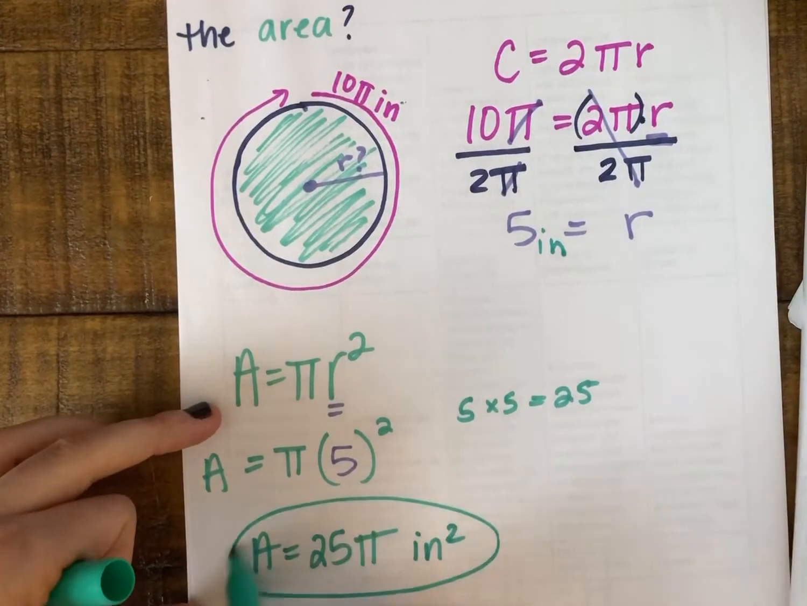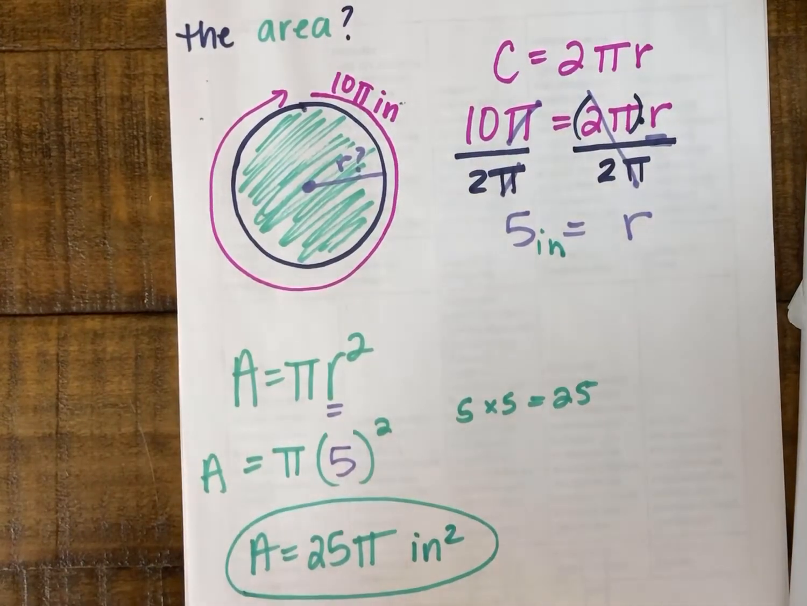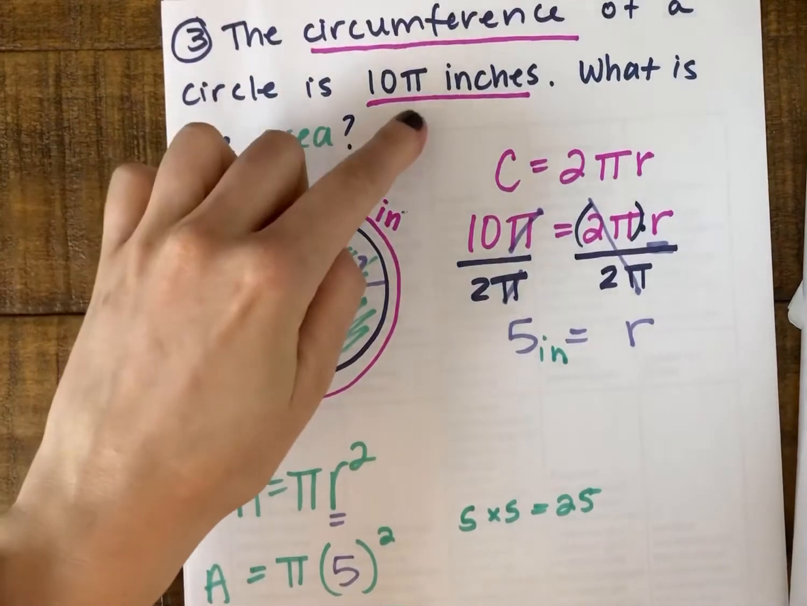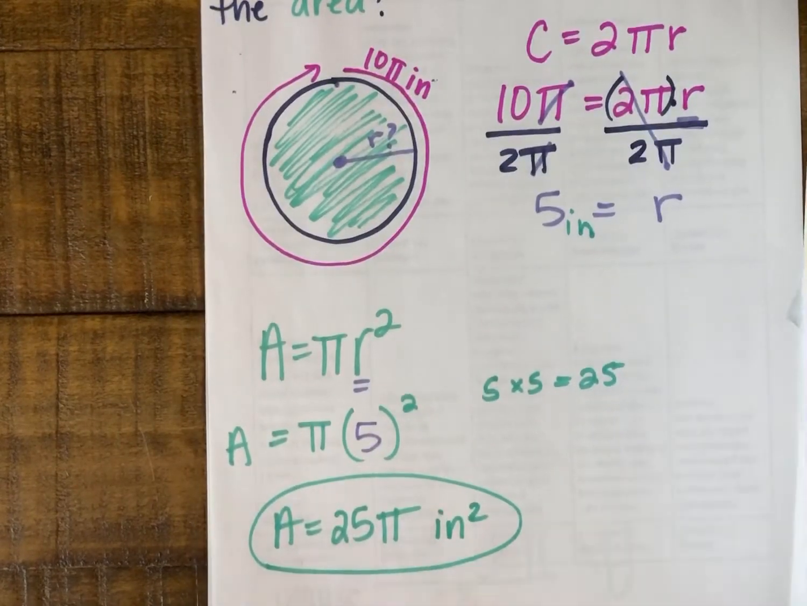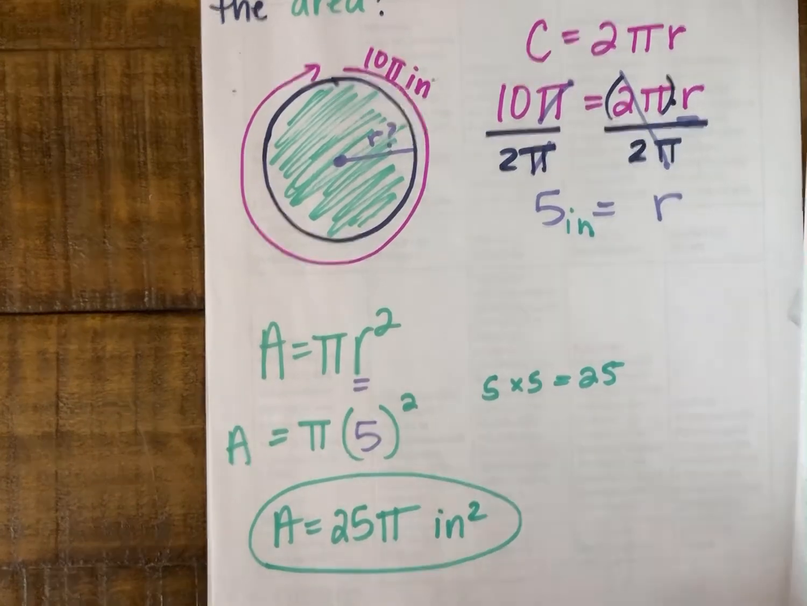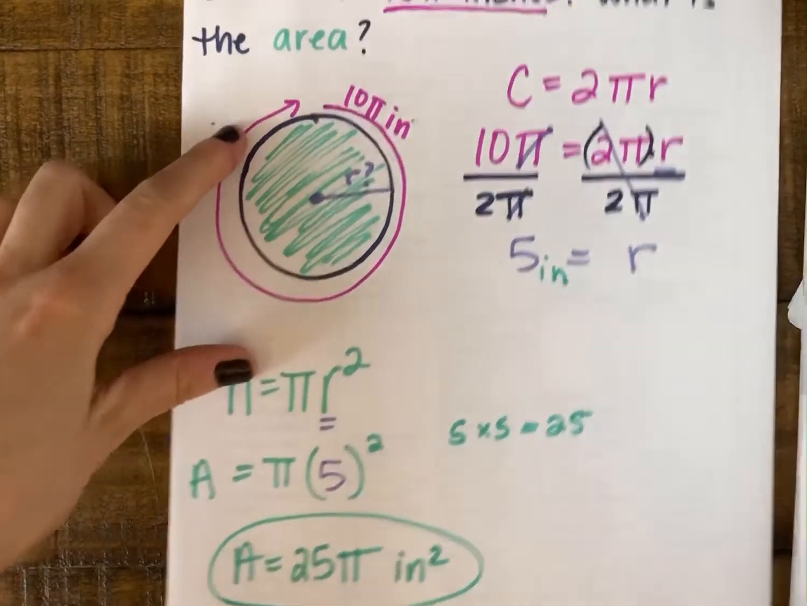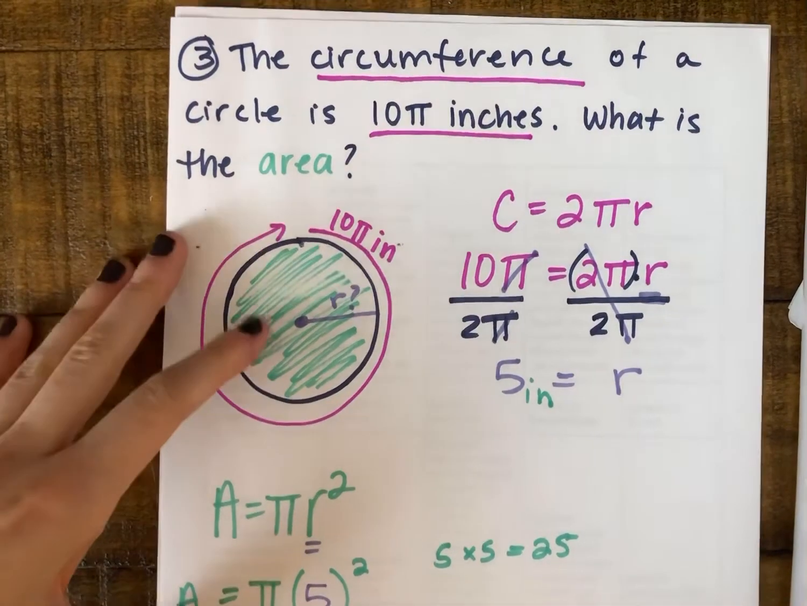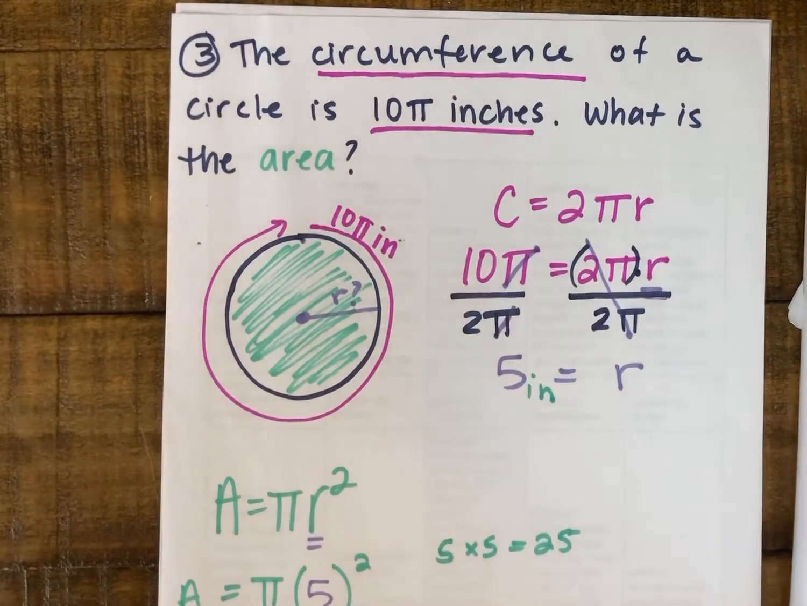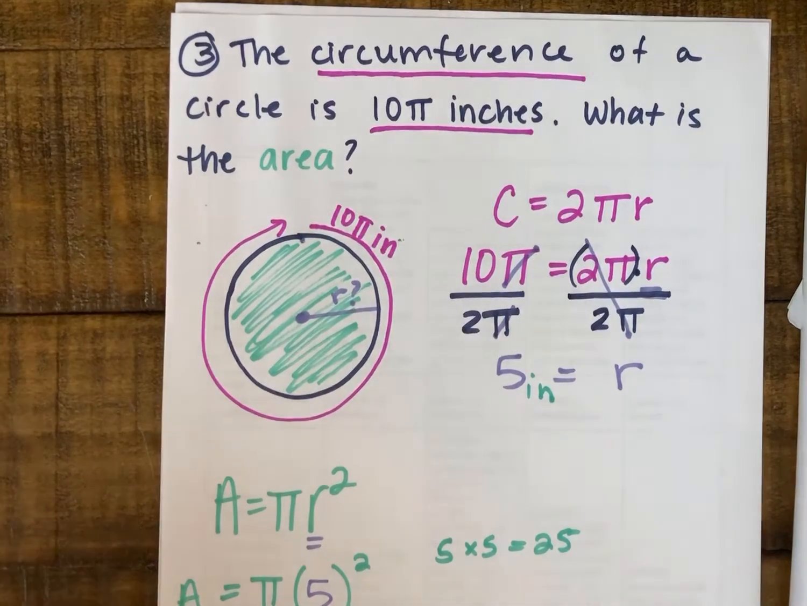I'm going to leave my answer in the exact form because they gave me the circumference in the exact form. So I'm not going to round it. I'm just going to keep it like this. So here's an example of how you can go from just knowing the circumference to finding the area. And you might see some problems like this on your Khan Academy assignment that you do today. So good luck.